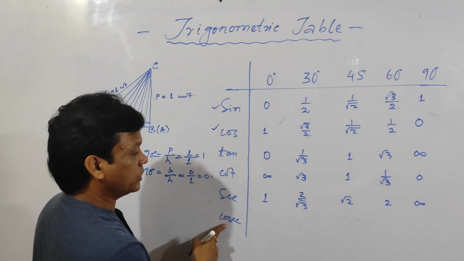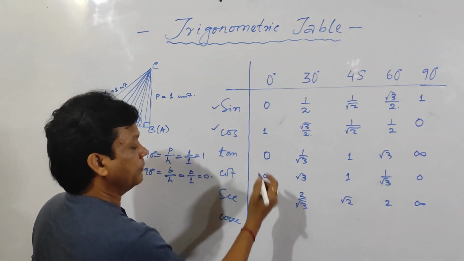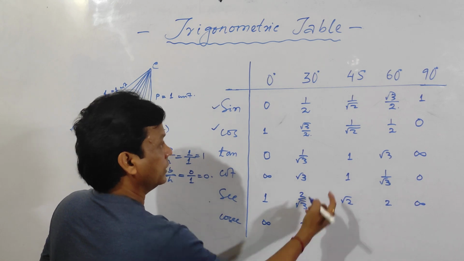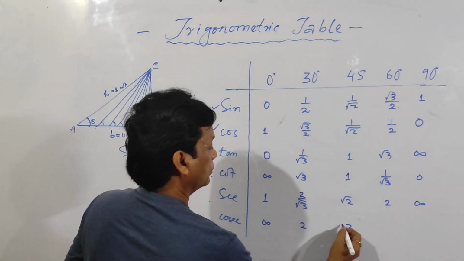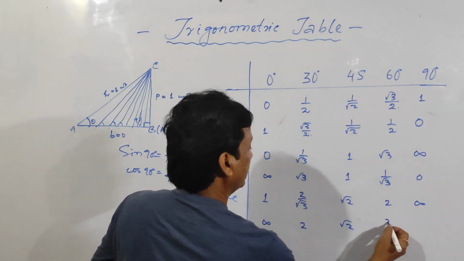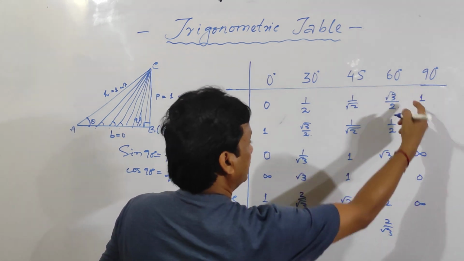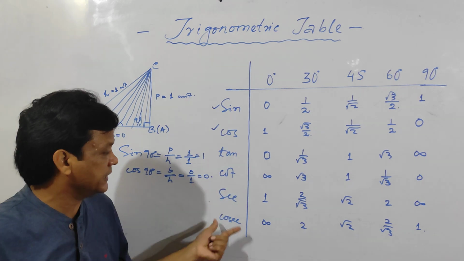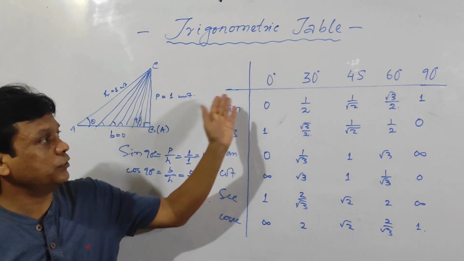Then, how to find out cosec? It is the reciprocal of sine. 1 by 0, it is infinity. Then the reciprocal of this one is 2. Reciprocal of this one is root 2. And the reciprocal of this one is 2 by root 3. And the reciprocal of this one is 1 by 1, it is 1. So these are the values of the 6 trigonometric functions from 0 degree to 90 degree.